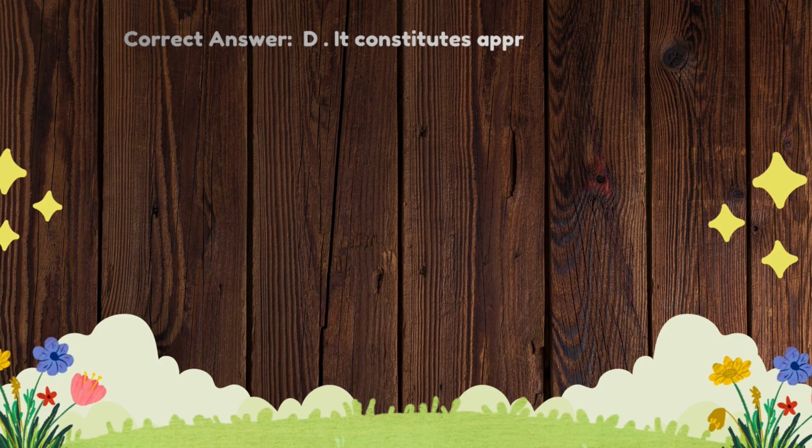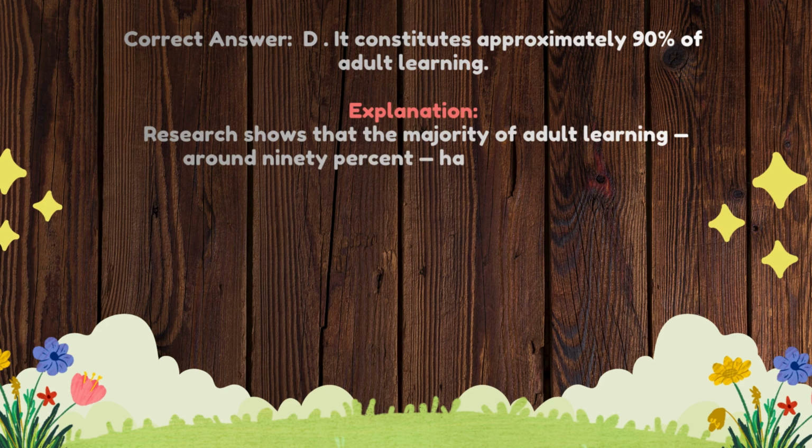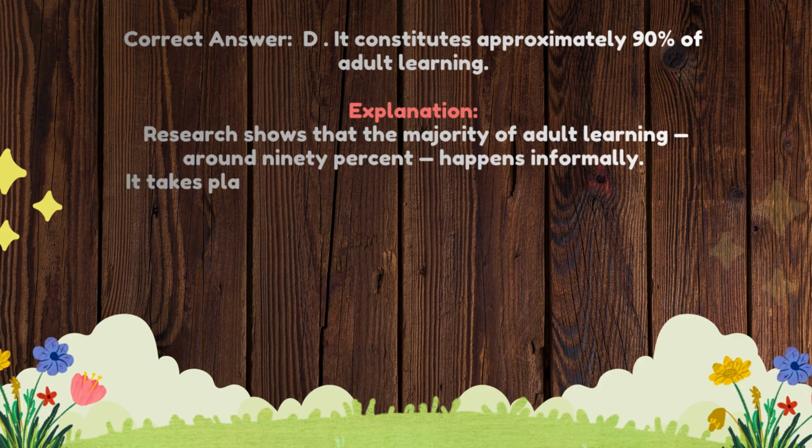Correct option is D. It constitutes approximately 90% of adult learning. Research shows that the majority of adult learning, around 90%, happens informally. It takes place through experience, peer interactions, and real-time problem solving. Unlike formal training, which follows a structured classroom or course-based method, informal learning occurs naturally in the workflow. This makes it a continuous and powerful way to build and reinforce skills.